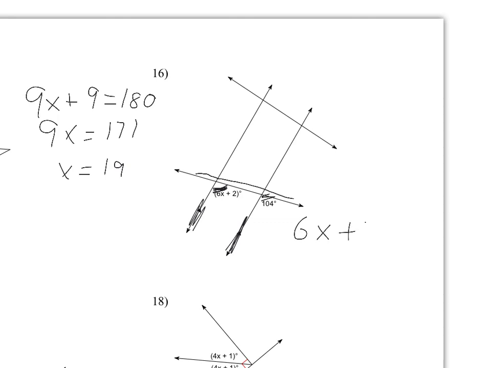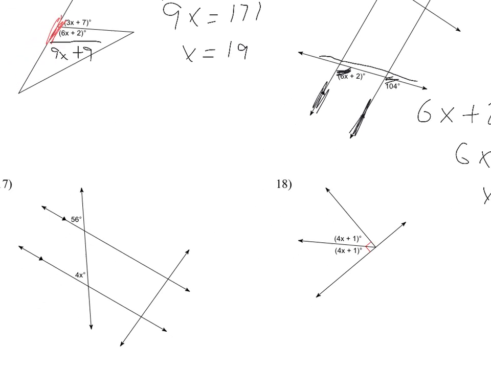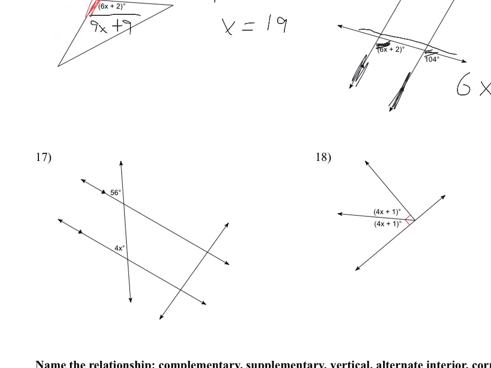So 6x plus 2 equals 104 degrees. Subtracting 2, I get 6x is equal to 102. And then dividing by 6, I get that x is equal to 17. Okay, slide on down here a little bit more. All right, number 17. It looks a lot like number 16, where I've got angles in the same position. So I can just say that 4x is equal to 56. Dividing by 4, x is equal to 16.